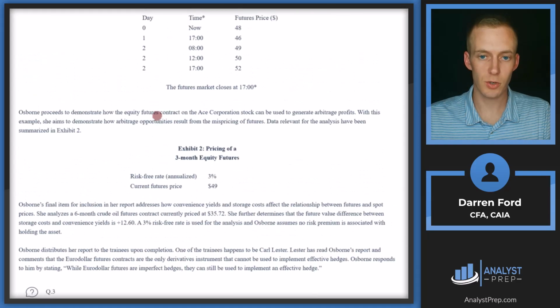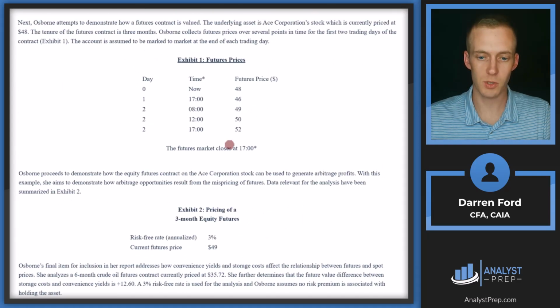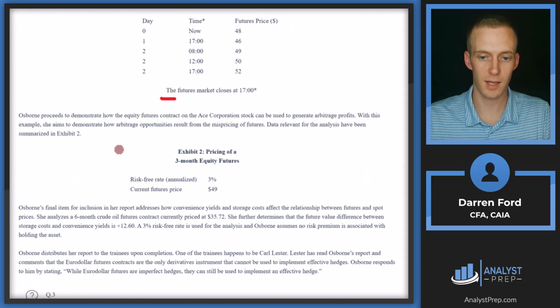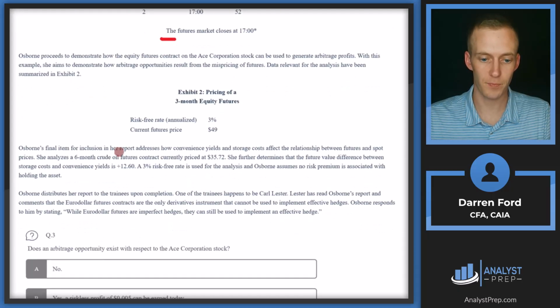So we need to read until we get some more information. We left off at Exhibit 1. Let's keep reading until we have enough information here. Osborne proceeds to demonstrate how the equity futures contract on ACE Corporation stock can be used to generate arbitrage profits. All right, it looks like we'll be getting some good information here for our question. With this example, she aims to demonstrate how arbitrage opportunities result from the mispricing of futures. Data relevant for the analysis have been summarized in Exhibit 2.